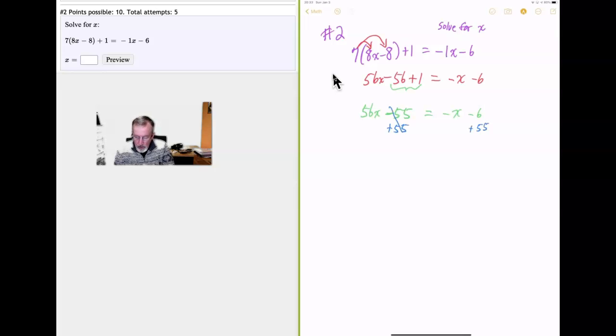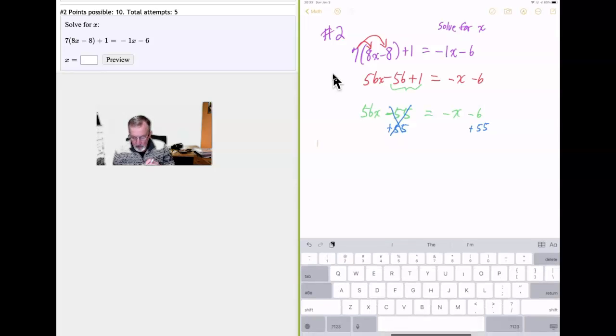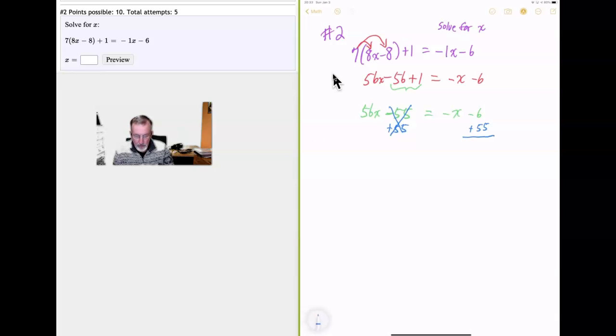So these are going to go away. Negative 55 and positive 55. Antimatter meets matter. And then here we've got 55 minus 6, which is 49, right? That's positive 49. And negative x here. And then we'll bring down the rest of the numbers. 56x is now equal to negative x plus 49. Okay.